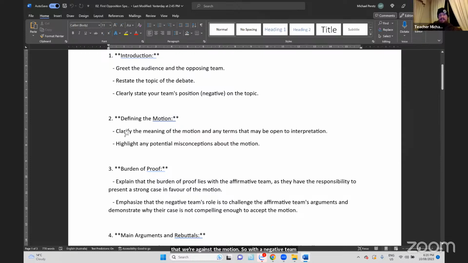We need to define the motion as well. So we get a chance to define the motion in our own way to make our attack on the proposition team's arguments as strong as possible. So if we can get the audience to go, oh, yeah, I agree with them, renewable energy, we shouldn't do this, I think it's more about what they're saying, then we can bring the audience and the judges over to our side of the argument.